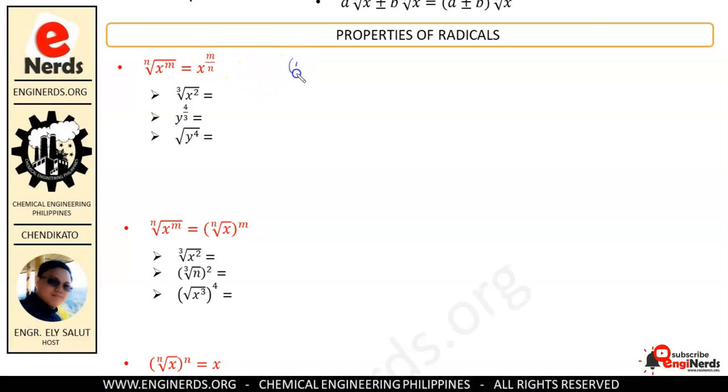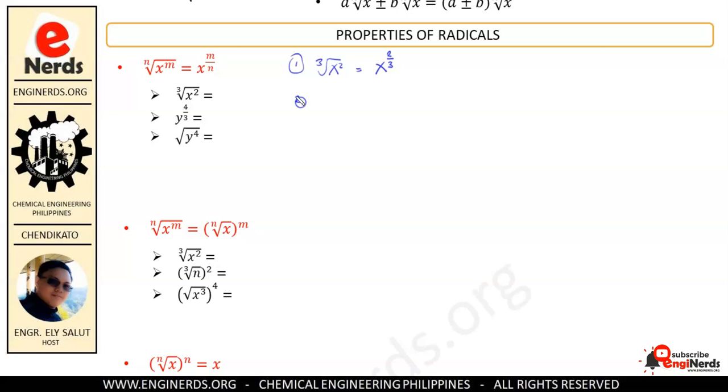So, our first example, we have the cube root of x squared. So, this is equal to, sulat muna natin yung ating radicand. Okay, yan ang magiging base ng ating exponent. And then, ang exponent ng ating radicand, yan ang magiging numerator ng ating exponent na fraction. So, we have 2. And then, yung ating index, yan ang magiging denominator ng ating exponent. So, we have here 2/3.